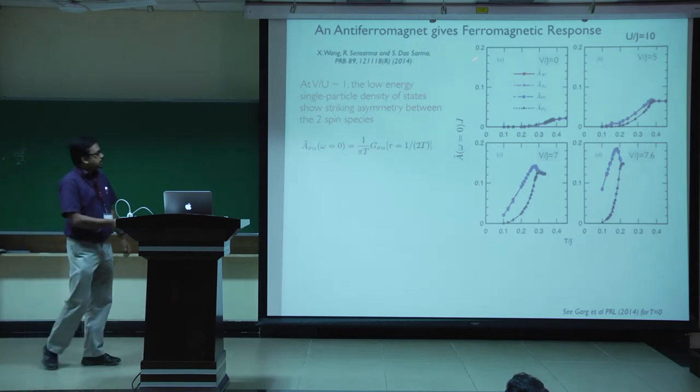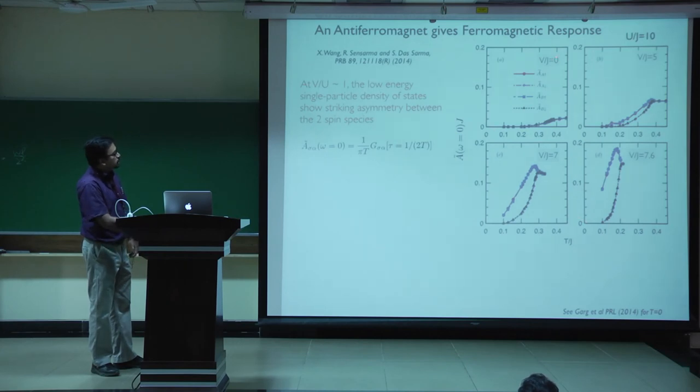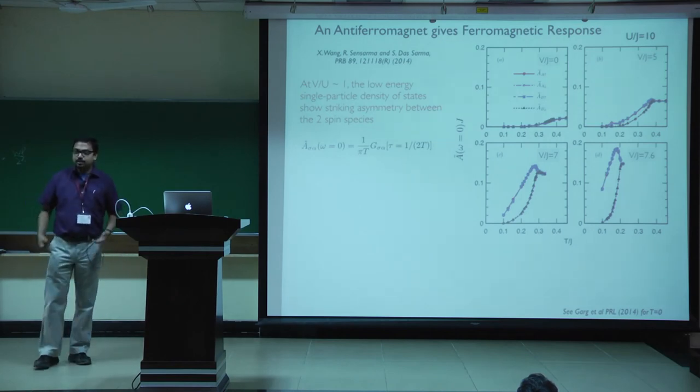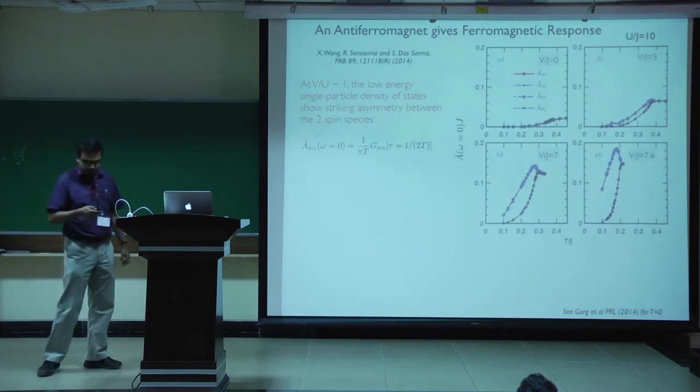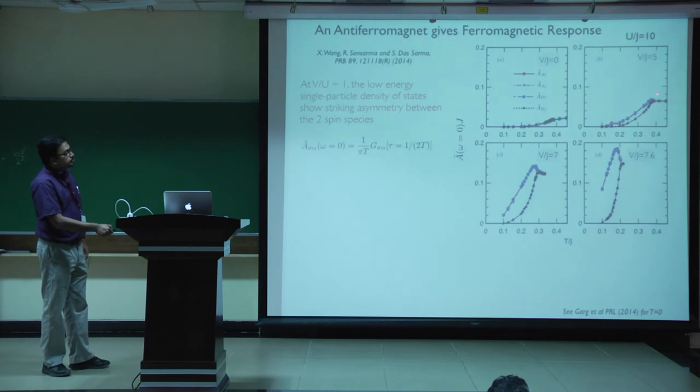Okay, and this is the quantity being plotted for different things: A up, A down, B up, B down. If V over J is 0, and this is plotted as a function of temperature, you see that there's no difference between any of them. So the system doesn't really care about the sublattice, and the system doesn't really care about the spin. As you increase V over J, you see that the AB sublattice, it still doesn't care. But it cares about upspin versus downspin.